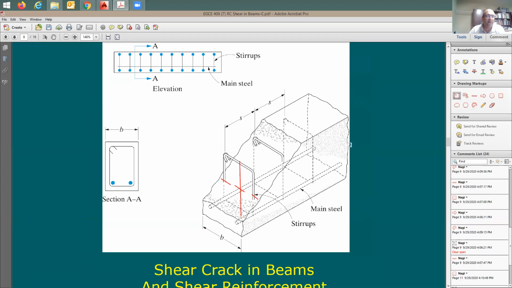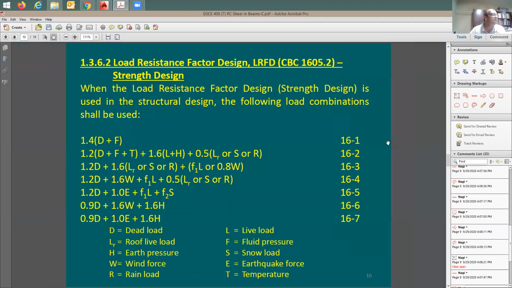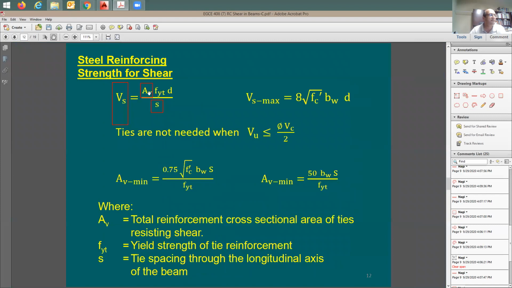If you have, say, number 4 rebar for the ties, Ab equals 0.2 square inches for one number 4 rebar. In this picture, I'm showing 3 rebars that I'm cutting through. So Av, the shear area, is going to be 3 times 0.2, which is equal to 0.6 square inches. And this is what you would use in this equation. This is Av, the cross-section area of the ties resisting shear.